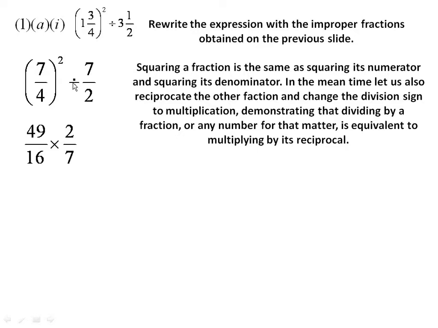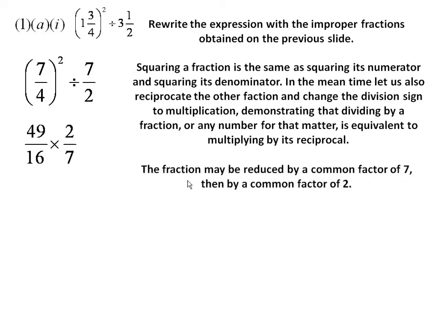Then we make use of the fact that dividing by a fraction or any number for that matter is actually multiplying by its reciprocal. So we have formed the reciprocal of 7 over 2, which is 2 over 7. And of course we have squared this fraction here. And we see common factors, so we will reduce the fraction by common factors. So the fraction may be reduced by a common factor of 7, then by a common factor of 2.